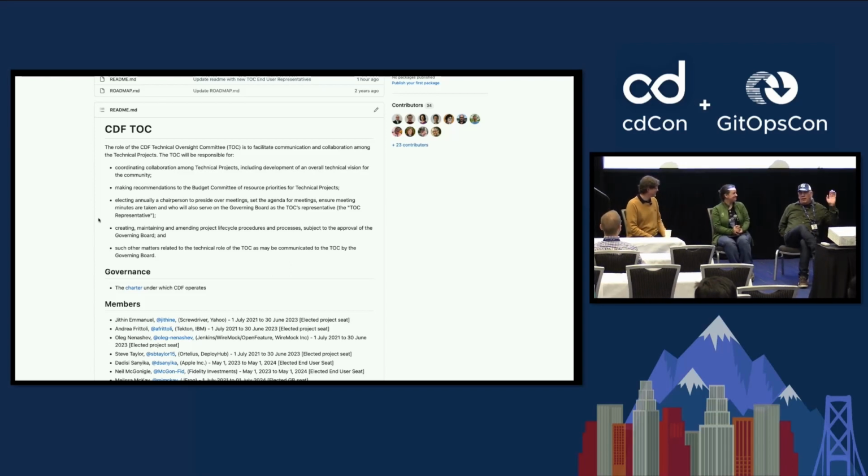So Steve Taylor, I'm from the Deploy Hub, part of the Ortelius project that's under the CDF. I've also done work on Persia as well, on those two projects under the CDF. That's who I am.